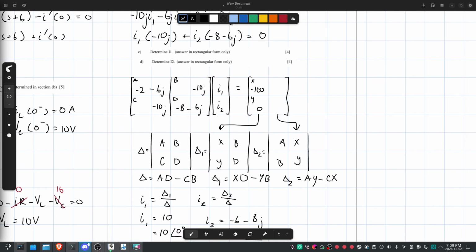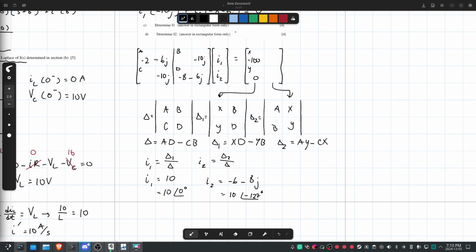And so we have now determined current 1 and current 2. Oh, answer in rectangular form only. Okay, so this should be your answer: 10 and -6 minus 8j.